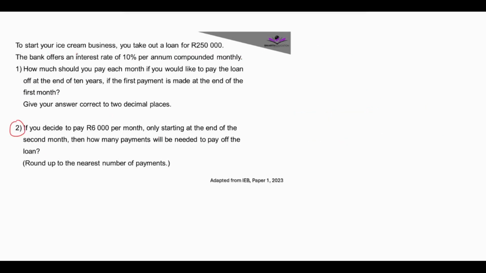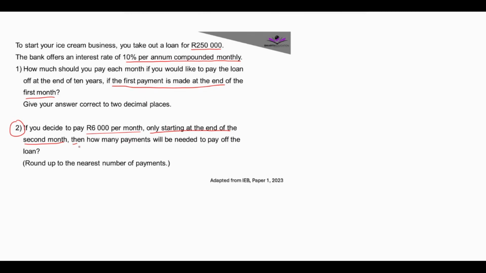Let's do question 6b2. To start your ice cream business, you take out a loan for 250,000. The bank offers an interest rate of 10% per annum compounded monthly. Part 2 says, if you decide to pay 6,000 per month, only starting at the end of the second month, you have to take note of this. 6b1 said, if the first payment is made at the end of the first month. What's the difference between these two? End of first month and end of second month.